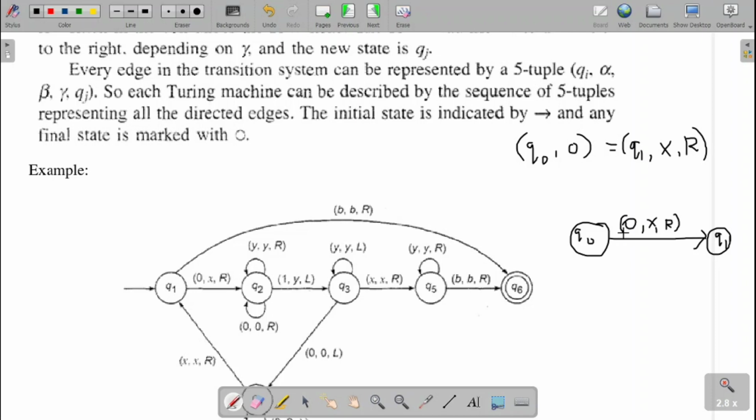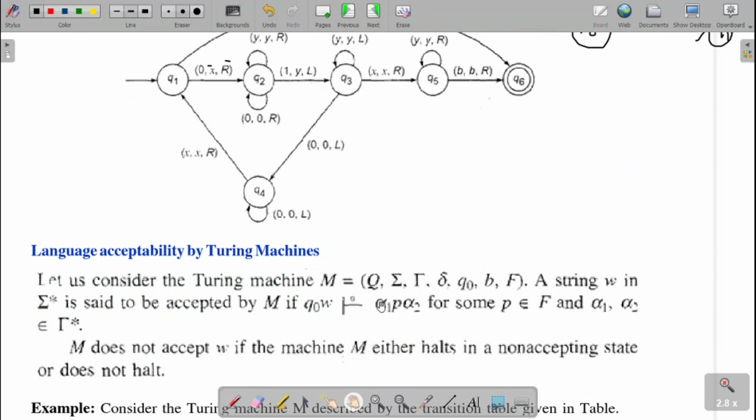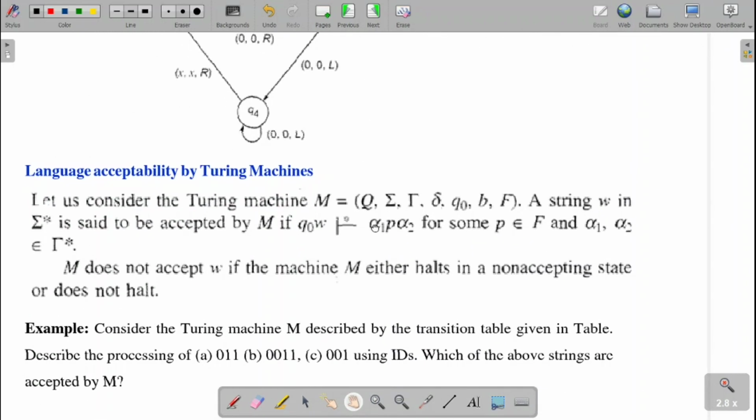If you take up the example which has been given over here, Q1 on 0, 0 I replace with X, have the right move. Then next Q2 on Y, I will replace with Y, so Y is retained as it is, just have the right move. Then next Q2 on 1, I will replace with Y and I will have the left move. So like this, the Turing machines are represented using the diagram. These are the three ways for representing the Turing machines. One is by the instantaneous description, and the others are by the transition table and the transition diagram.